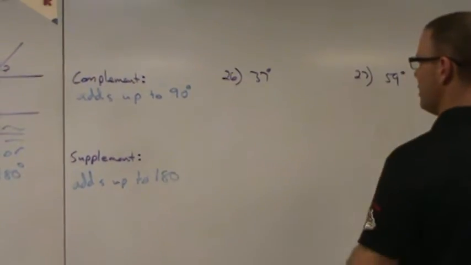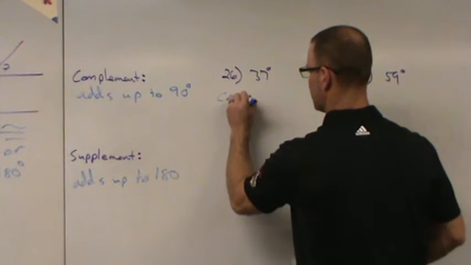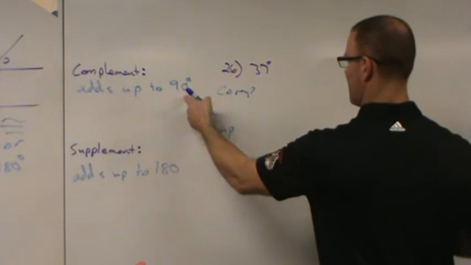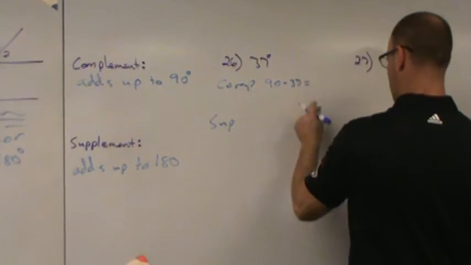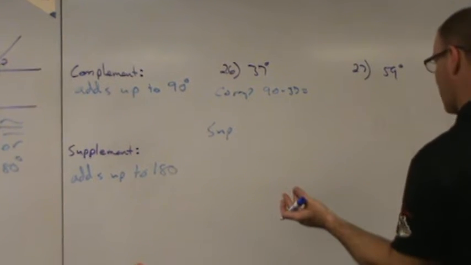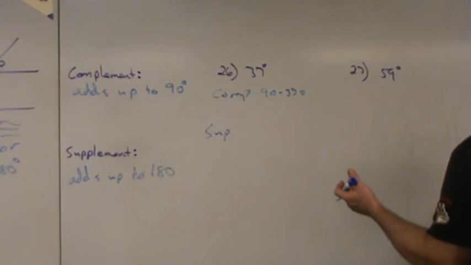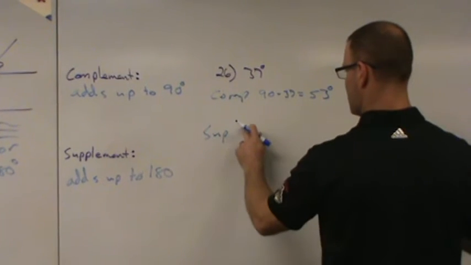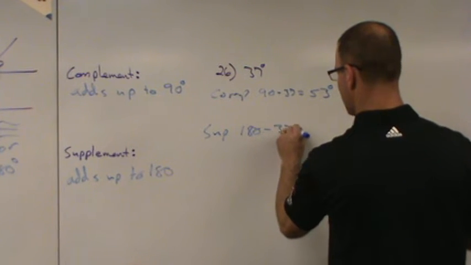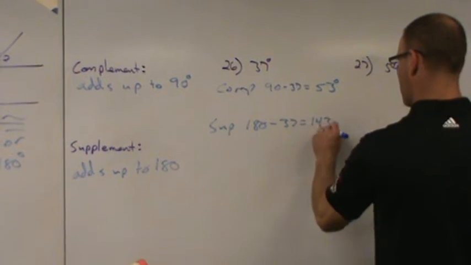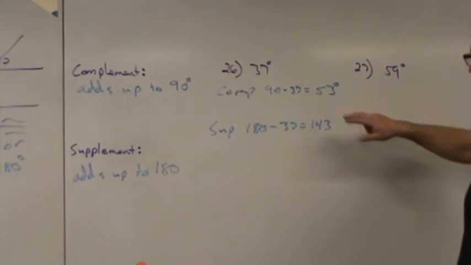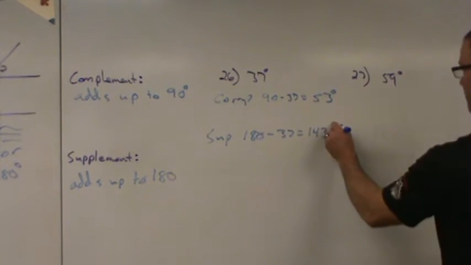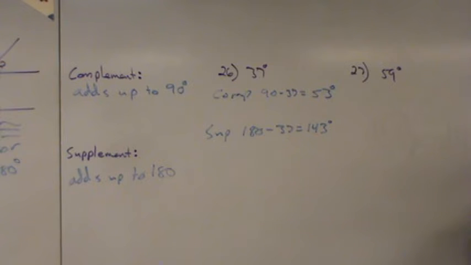So 26. I need to find both the complement and the supplement of these angles. Well, complement means 90. So gee, 90 minus 37 is equal to, and again, this is where a calculator is beneficial. 90 minus 37 is 53 degrees. The supplement is 180. So 180 minus 37 is going to give you 143 degrees. The complement of a 37 degree angle is 53. The supplement of a 37 degree angle is 143 degrees. 27. I'll give you another one.